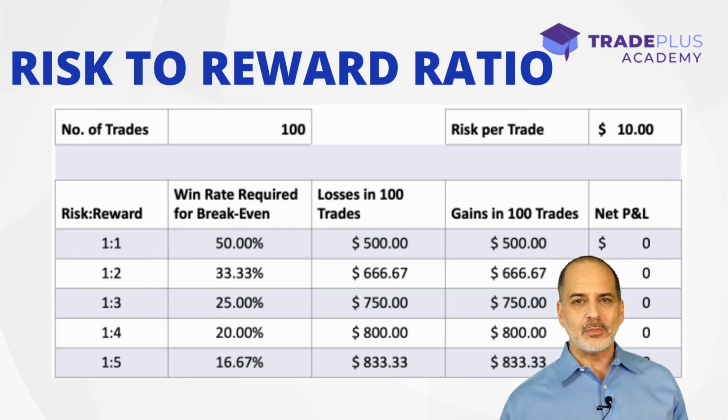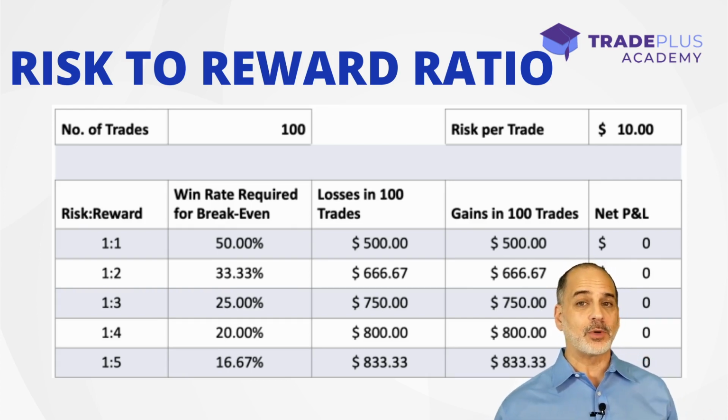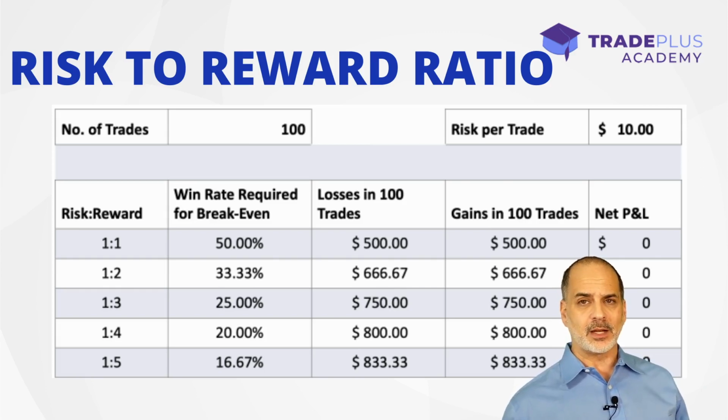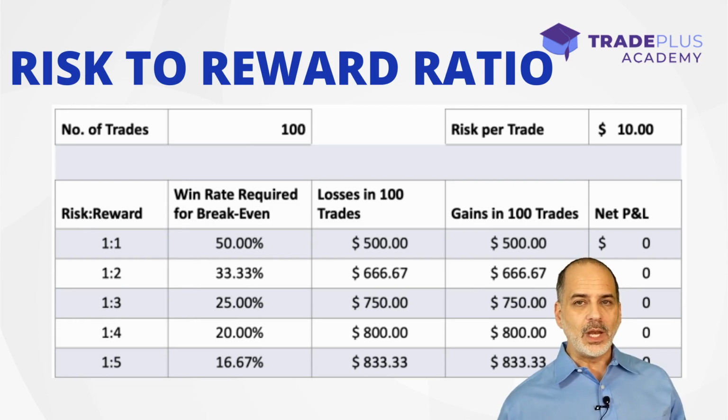We have again assumed that we've taken a total of 100 trades and the risk per trade is $10, but our win rate is fixed here at 40%. If the risk to reward ratio is 1-to-1, we're winning in 40% or in 40 of our trades, which means we've lost 60 times. Then our losses amount to $600 and our net loss is $200. We need a risk to reward ratio of 1-to-1.5 just to break even.